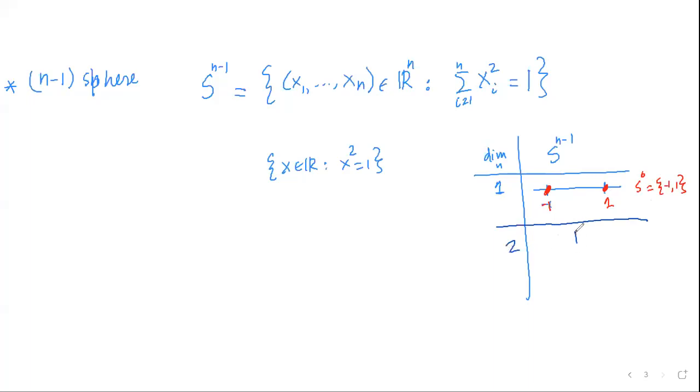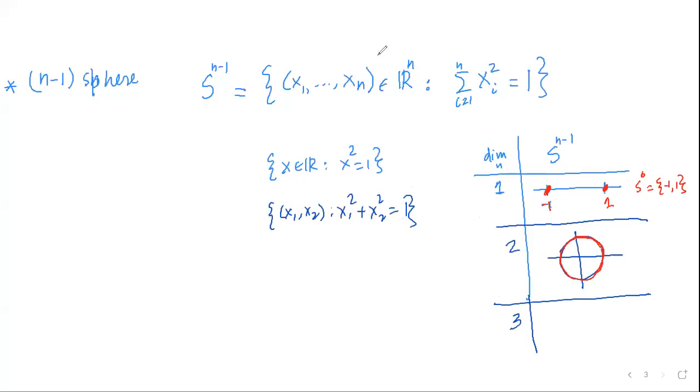So in two dimensions, in the plane, there is S1, whose dimension is 1, and it consists of all those points for which the sum of the squares is equal to 1. And you know that this is the circle. Only this red curve is the circle. These are the only points whose distance from origin is equal to 1.